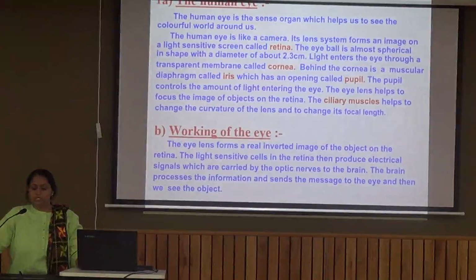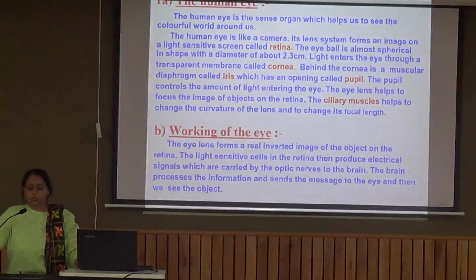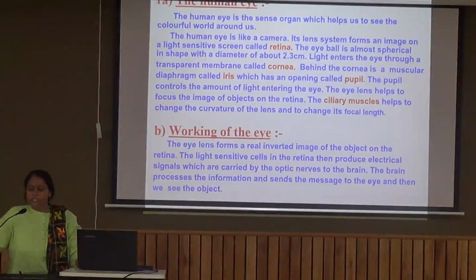So the human eye is a sense organ which helps us to see the colorful world around us. The human eye is like a camera. Its lens system forms the image on the light sensitive screen, which is called the retina. The eyeball is almost spherical in shape with a diameter of about 2.3 centimeter.